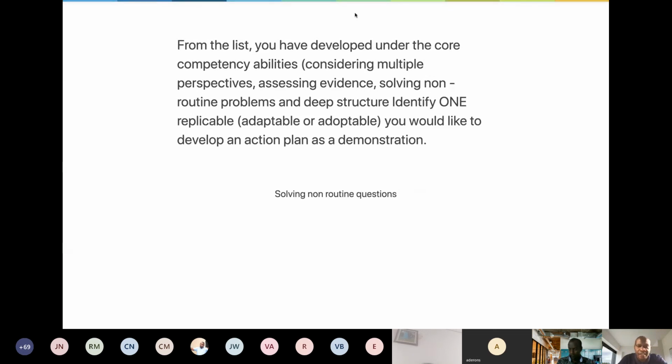Thank you very much. We have solving non-routine. We are now developing, and these are broad statements. I wish you could go granular, go a bit deeper and give some statement. Okay. So we are going to take one and we are going to go with it all through to the end.